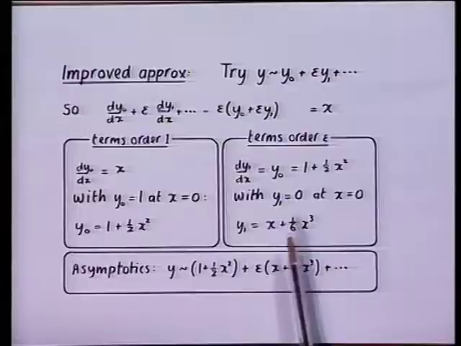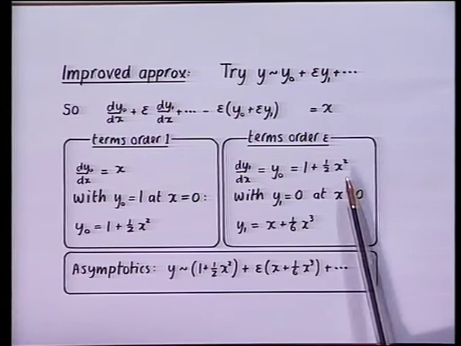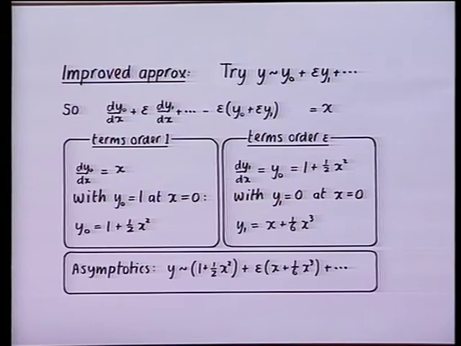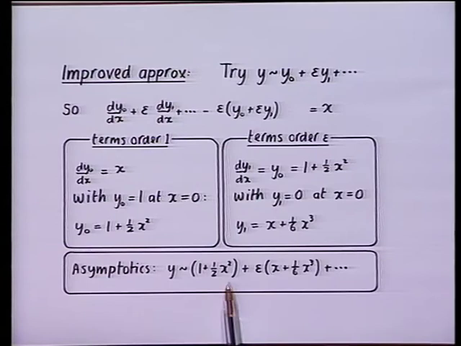Well, again, a simple integration determines y1 apart from an arbitrary constant. So y1 is equal to x, the integral of this, plus x cubed over 6, that is the integral of this, plus a constant. And the constant has to be 0 in order to satisfy the starting condition at x equals 0. In other words, then, the asymptotic solution, which we've now found to order epsilon, is given by this term, y naught, plus epsilon times y1. And that is indeed the expression that we've got from the exact solution in the limit epsilon small.